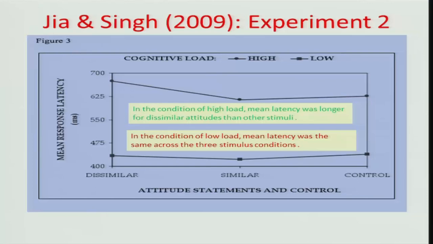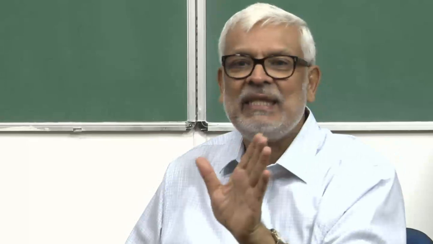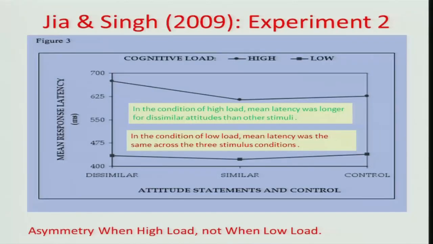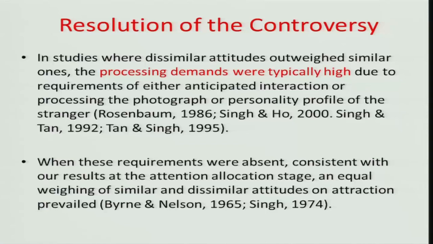Otherwise, this is what we found. So how did I start these experiments? How do similar attitudes determine attraction? Look at the history: both have equal and opposite effects, or only dissimilar has an effect, and similar has less effect than dissimilar. Is it happening because of assumed similarity, or because of the weight? Is it happening at the level of responding, or at the level of attention? Why did we do all this? By doing all this, we can now say there is asymmetry when there is a load, meaning low resources, and no asymmetry when there is no load. Cognitive load or cognitive capacity is now a moderator. This is how we pay attention to the weight of dissimilar and similar attitudes, and this is what we have demonstrated, and it is important in resolving the controversy.